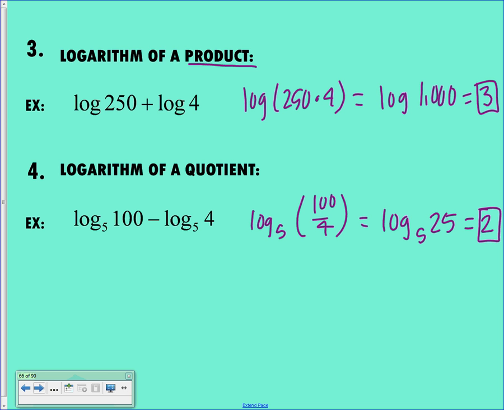These only work if the bases are the same. So this had to be a 5 and this had to be a 5, so it had to stay log base 5 here. In the earlier one, it was a 10 and a 10 and it stayed a 10. That's true for all of these properties. So things to keep in mind: addition means you're going to multiply them. Subtraction is division. How do I remember it? If I take a subtraction and put a dot on the top and the bottom, it means to divide them. A nice little trick.